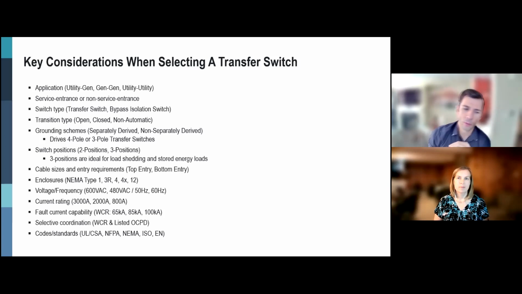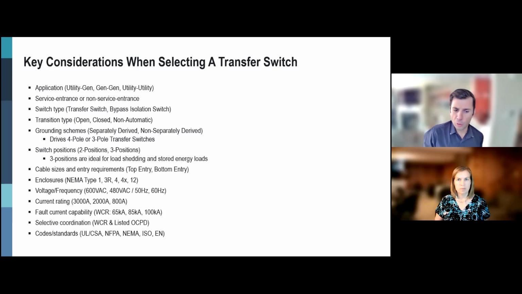And obviously there is the voltage and frequency, which you probably start out with in the one-line diagram, and then there is a continuous rating for the transfer switch. And another aspect that is very essential when you're specifying a transfer switch, one of the most important elements, is the fault current capability. What we call the withstand and closing rating, the WCR, and this is in the tens of thousands or hundreds of thousands, 100,000, 200,000, what have you, depending on the calculations that you do for the fault current.